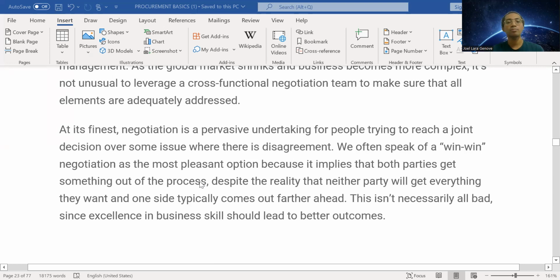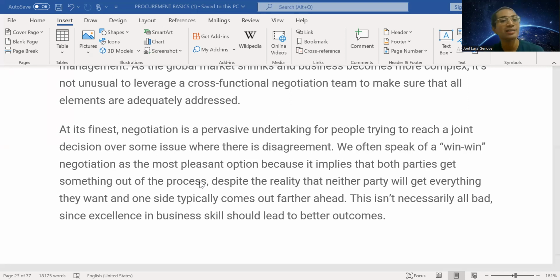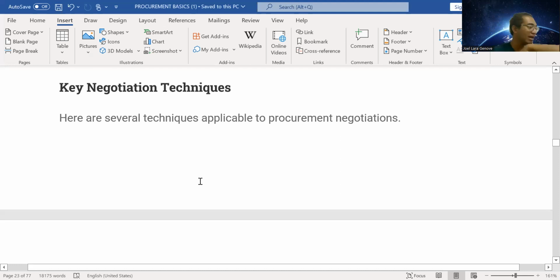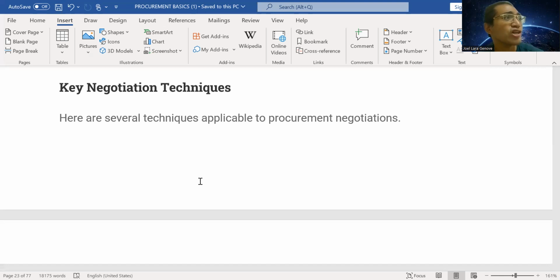Because it implies that both parties get something out of the process, despite the reality that neither party will get everything they want, and one side typically comes out farther ahead. This isn't necessarily all bad, since excellence in business skills should lead to better outcomes. It's important in negotiation that you don't necessarily take everything to your own advantage. It should be a win-win situation.